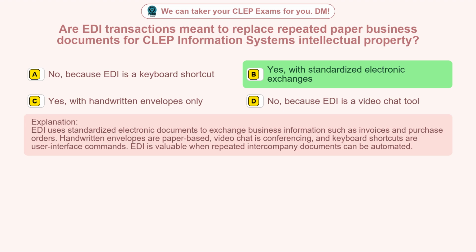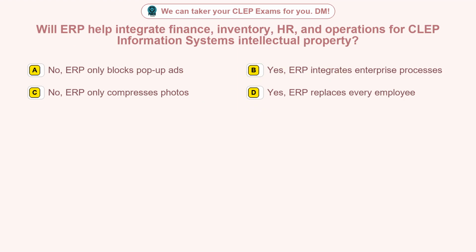EDI uses standardized electronic documents to exchange business information such as invoices and purchase orders. Handwritten envelopes are paper-based, video chat is conferencing, and keyboard shortcuts are user interface commands. EDI is valuable when repeated intercompany documents can be automated. Question 14. Will ERP help integrate finance, inventory, HR, and operations for CLEP Information Systems intellectual property?